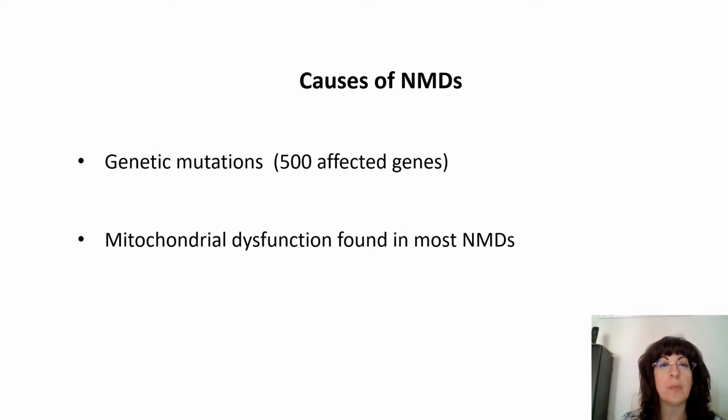In most neuromuscular diseases, genetic mutations have been found. They affect about 500 genes, so generating a wide range of heterogeneous clinical conditions. Mitochondrial dysfunction plays a key role in their pathogenesis.